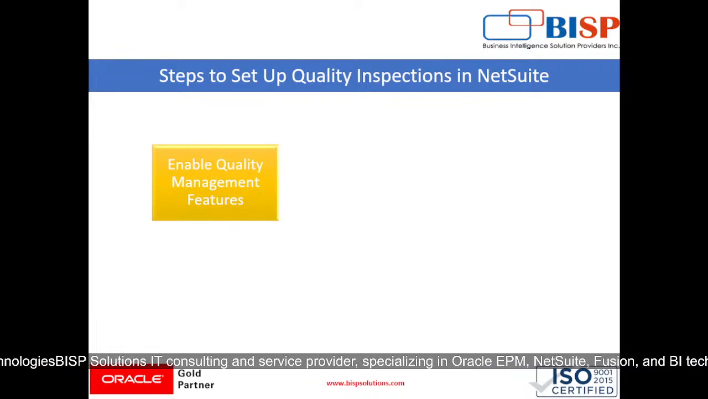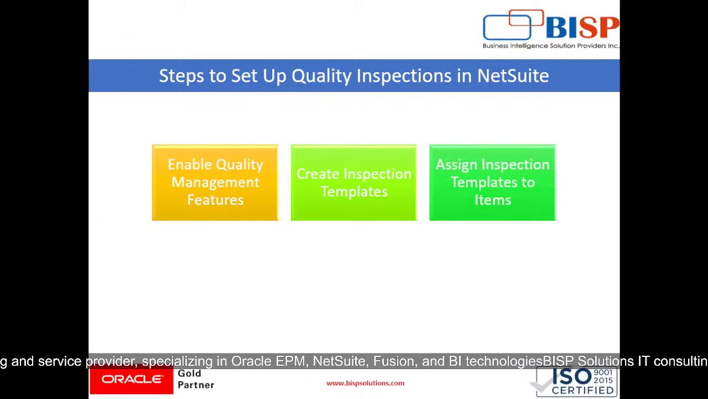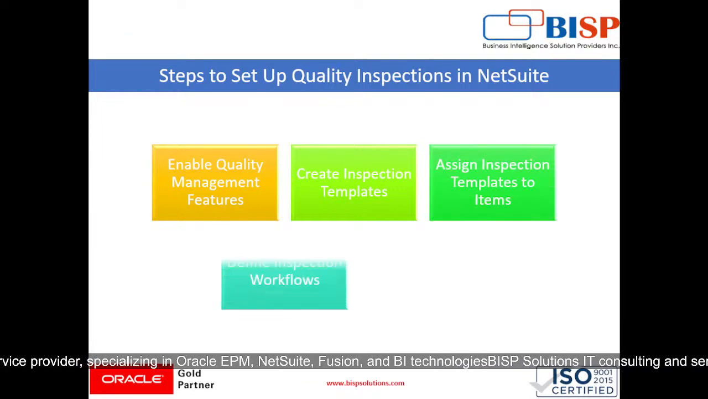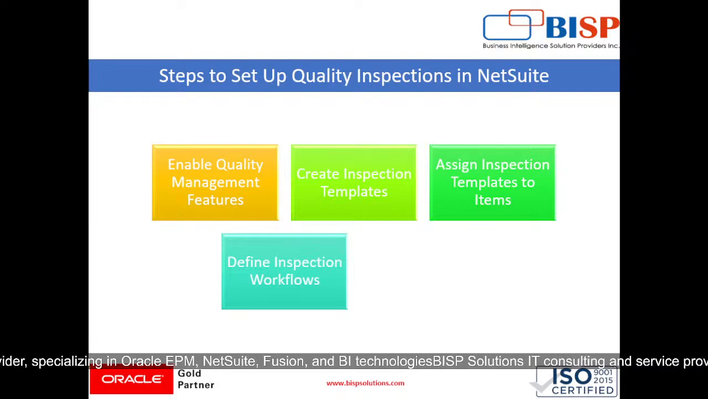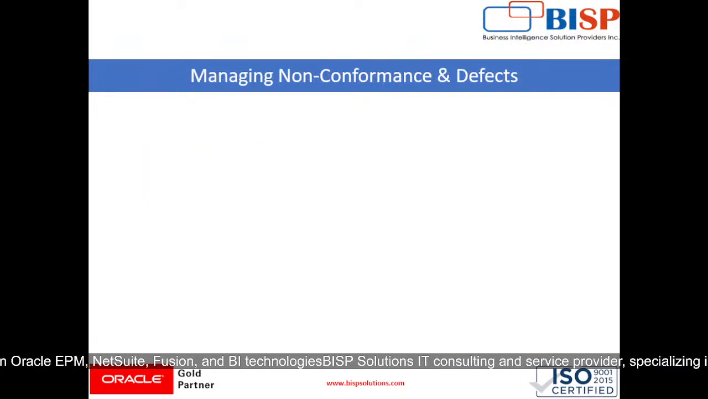So the steps to set up quality inspection in NetSuite: we have to enable quality management features, create inspection templates, and assign inspection templates to items. Then we have to define inspection workflows, and after that we have to configure quality alerts and notifications.